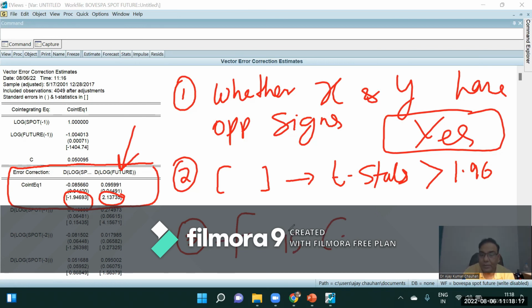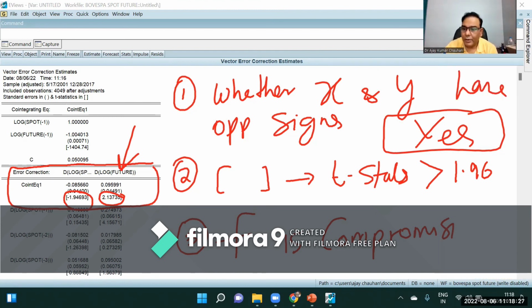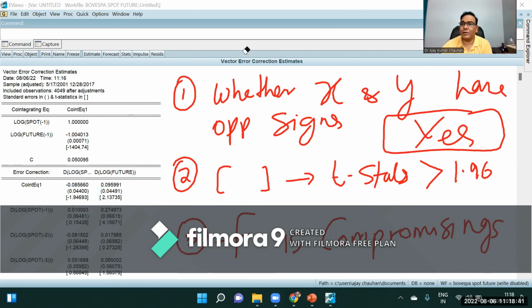So I'm writing that the future is compromising, because in the equity market, most of the time we find that the future is compromising the spot market. So now I can conclude that the future market is compromising the spot market in the equity market. This is my conclusion, and I have to report this value in the paper. This part is very, very important.